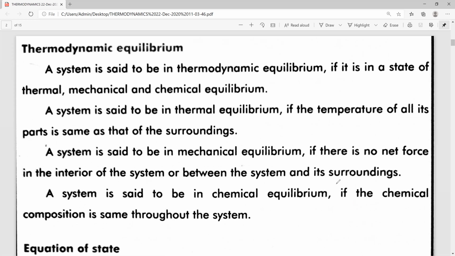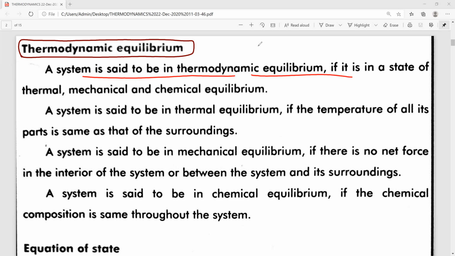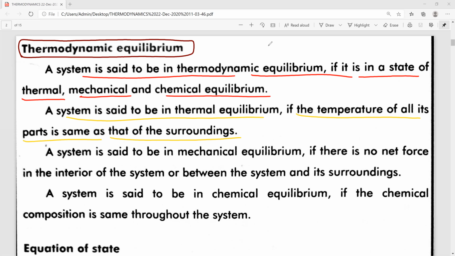And next we come across the next concept, thermodynamic equilibrium. A system is said to be in thermal equilibrium or thermodynamic equilibrium if it is in a state of thermal, mechanical and chemical equilibrium. A system is said to be in thermal equilibrium if the temperature of all its parts is the same as that of the surrounding. Thermal means heat, equilibrium means same position, so we call it thermal equilibrium.